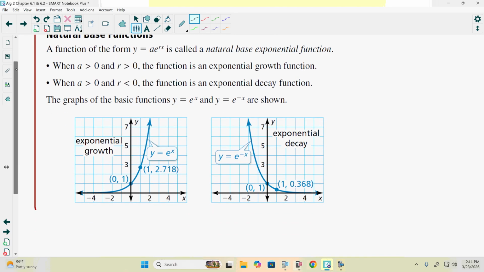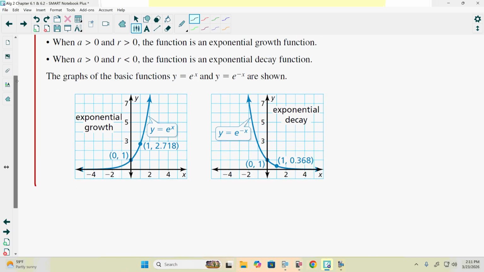Last piece, last thing we're covering today. The function y equals a e to the rx is called a natural base exponential function, where a is a positive number. Because again, multiplying it by a negative doesn't do a whole lot. It flips it upside down. It does some different things. And r is either greater than 0 or less than 0. The exponent's either going to be positive or it's going to be negative. It's going to be one of those two.